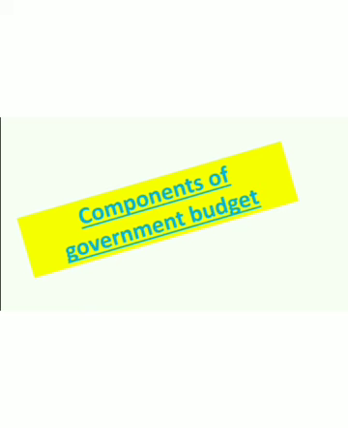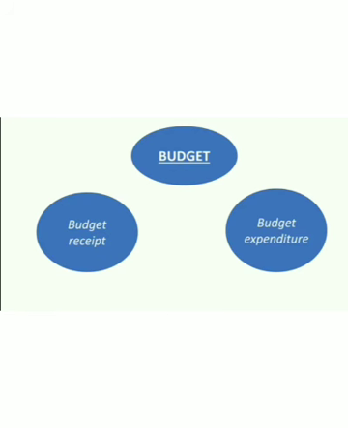After that, the next important topic of this video is components of the budget, right? So basically there are two components of government budget: budget receipt and budget expenditure. Budget receipt means the estimated money receipt of the government from all sources during a financial year. That is, what will be the earnings of government in a financial year, right? So budget receipt estimates the earnings of government from all the sources in a financial year.